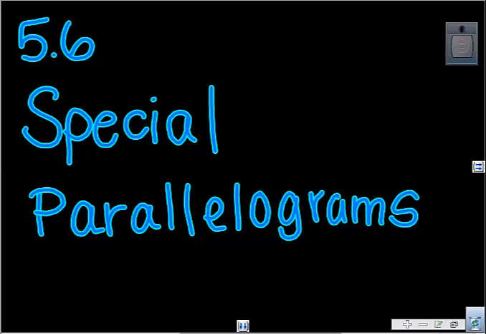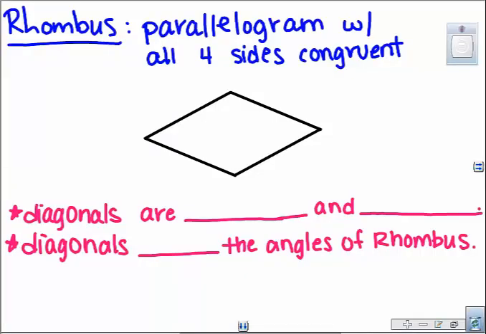Now we're going to get into the specific special parallelograms. Okay, the first one we're going to talk about is a rhombus. You should have already written down that a rhombus is a parallelogram with 4 sides congruent. So all the sides are the same.